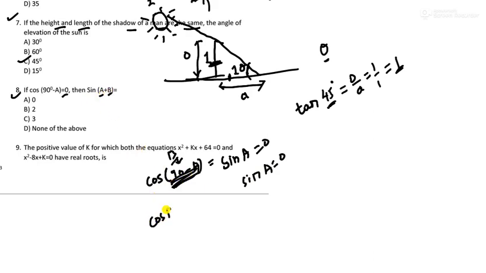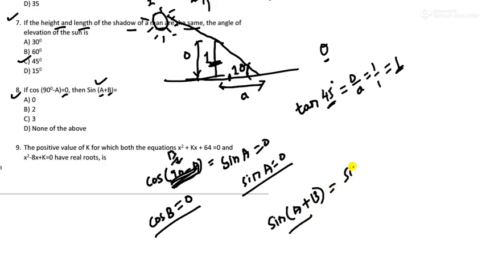So cos B is also equal to 0. Both cos B and sin A equal 0. Now the value of sine of A plus B is dash. Sine of A plus B, so there is a formula for this. The formula is sin A into cos B plus cos A into sin B.